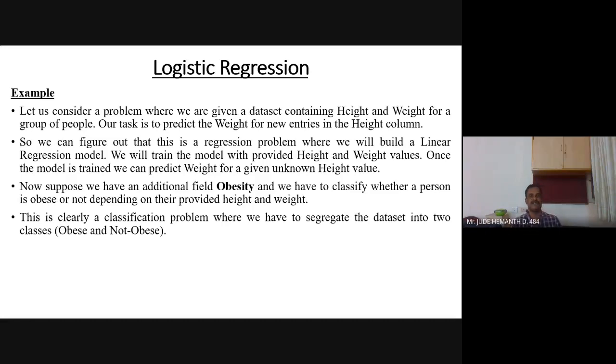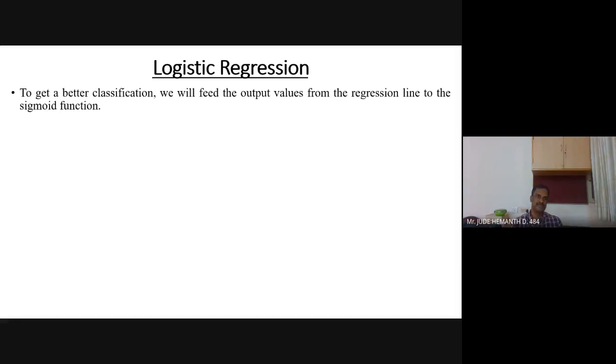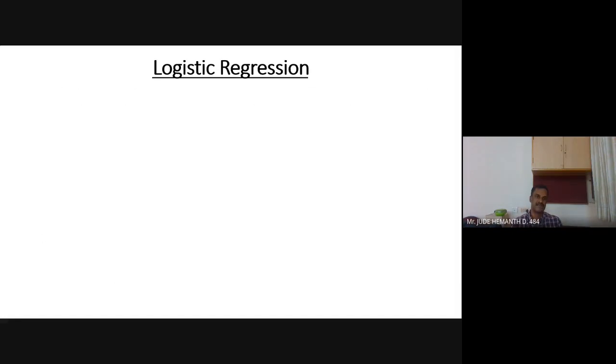So this is clearly a classification problem where we have to segregate the data set into two classes, obese and not obese. So for the new problem, we can again follow the same linear regression steps and build a regression line. This time the line will be based on two parameters, height and weight, and the regression line will fit between two discrete sets of values.